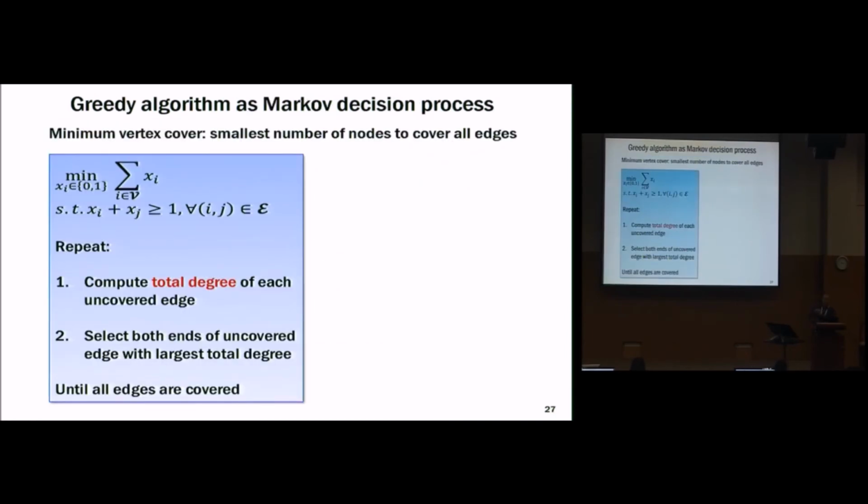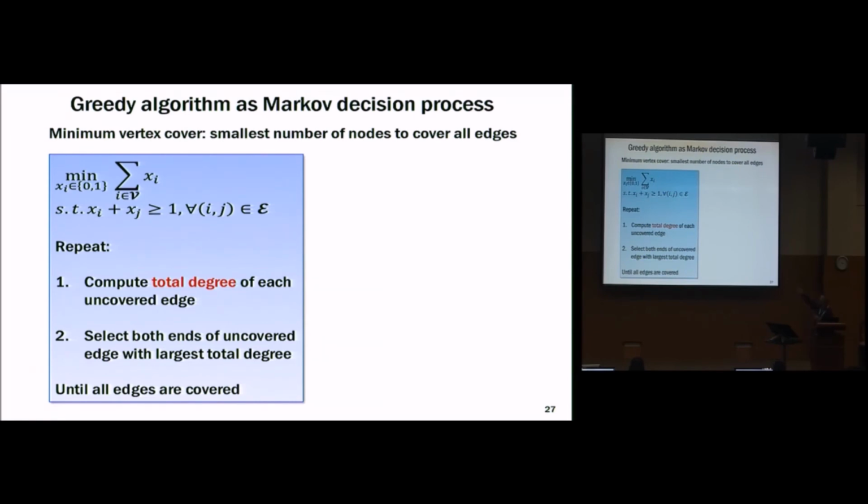So at a high level, you can connect this greedy algorithm to a Markov decision process. Essentially, when you are using these heuristics to pick nodes sequentially, you are actually solving a Markov decision process problem. The top one is the mathematical formulation of this minimum vertex cover problem. In this problem, each node is going to be assigned a binary flag of either 0 or 1. 1 means that that particular node is being selected. 0 means that it's not selected.